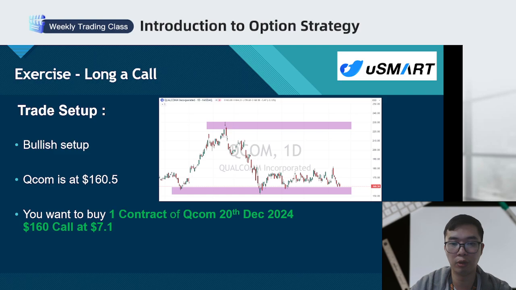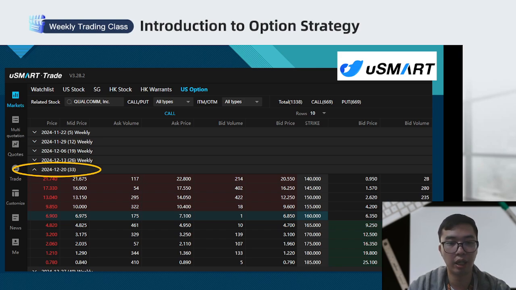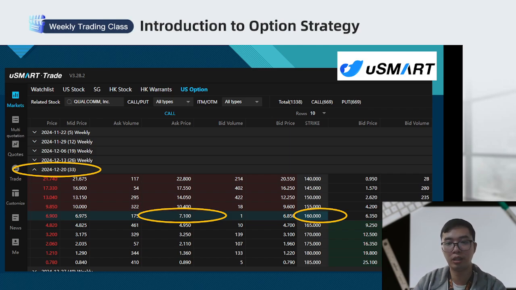Then we buy one contract of QCOM, 20th December 2024 expiry date, with a strike price of 160, call at 7.1. Just now I showed the app platform, but this one is the uSMART desktop platform. It's still the same. You just pick the US option and then search for QCOM, and then you can see the expiry date, the strike price, and the ask price. In this case, the ask price will be the premium, which is $7.1. Alright, understand how we pick a stock, how we trade a stock and do a long call using uSMART.